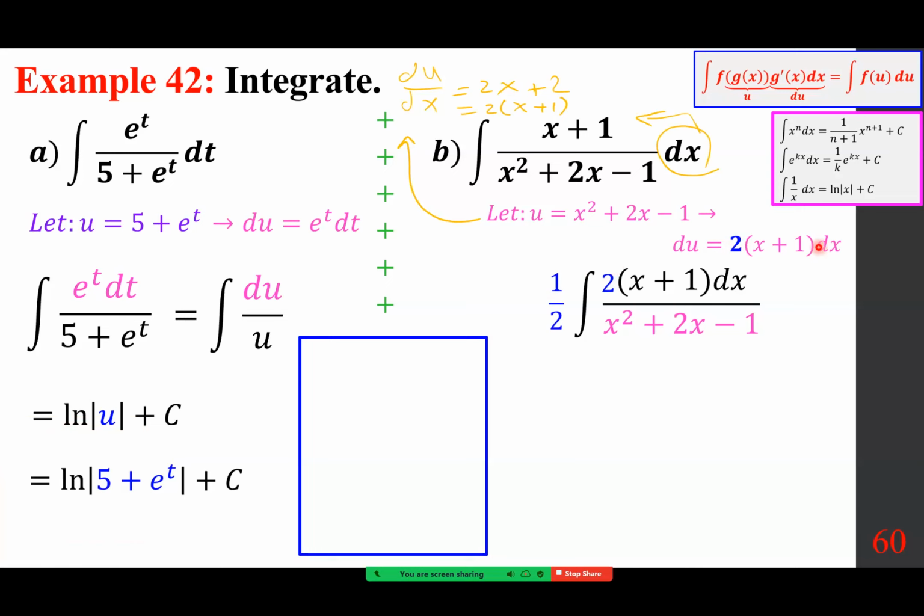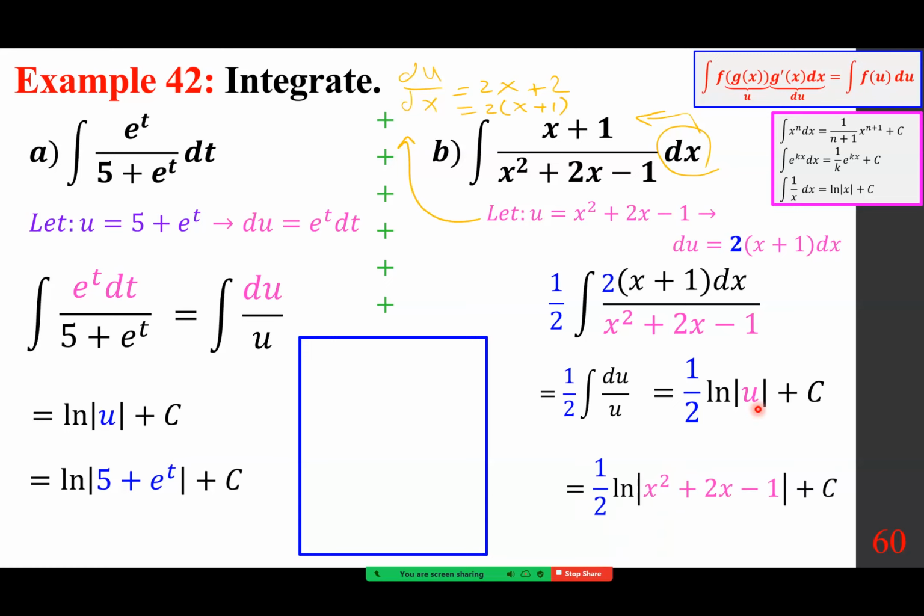So you're looking at du over u, which is a natural log. And replace the u. And there you have it. And you must keep the absolute value, because this expression can be positive or negative.